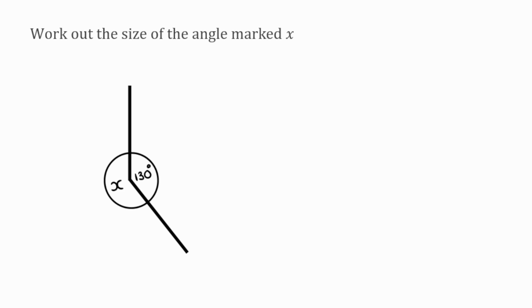So for this first question, we want to work out the size of the angle marked X. So we can see we've got our point there, and we've got an angle of 130 degrees, and then our missing angle X. So using our angle rule that angles around a point will always add up to 360, we know that these two angles added together would equal 360. So all we have to do to figure out our missing angle is take away the angle that we know. So for this one, we're going to do 360, take away the angle we know, which is 130.